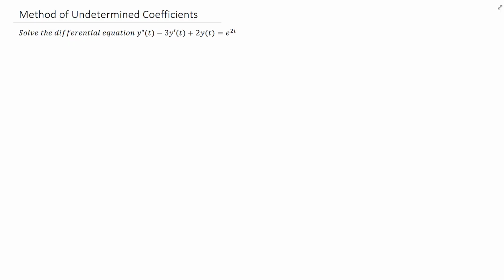In this video, we'll solve the differential equation y double prime of t minus 3y prime of t plus 2y of t equals e to 2t using the method of undetermined coefficients. So, let's say the solution of this equation is made by a general solution plus a particular solution. So let's start with the general solution.